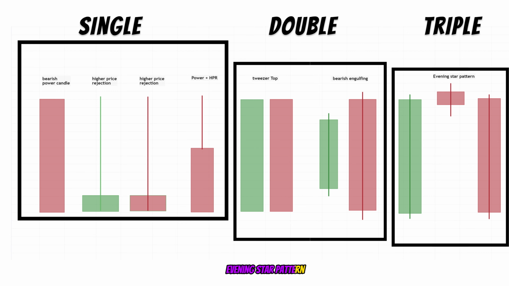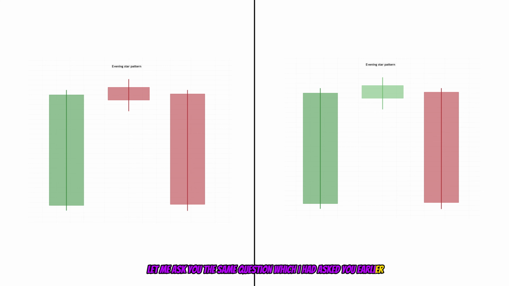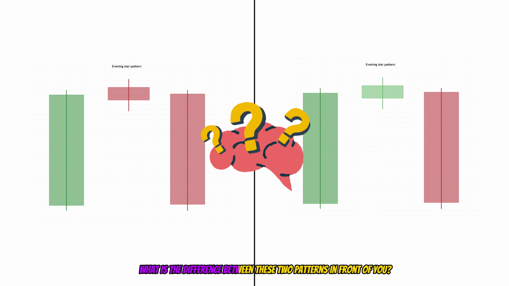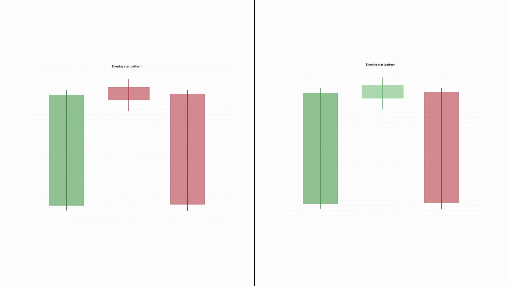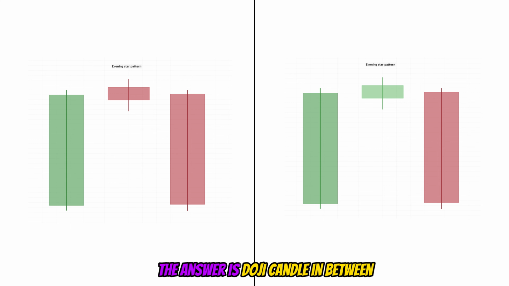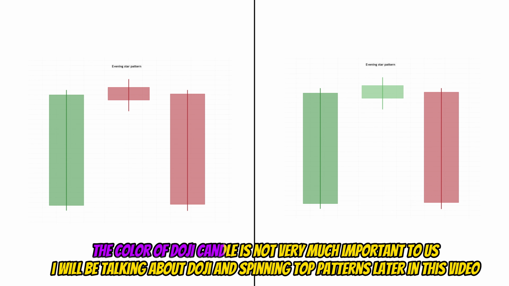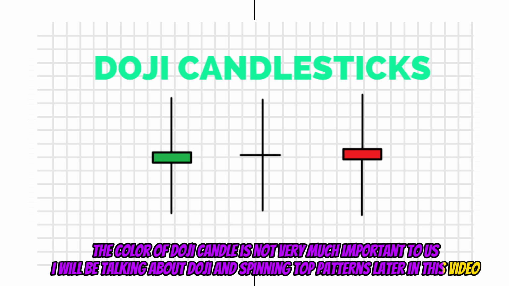Evening star pattern. Let me ask you the same question which I had asked you earlier. What is the difference between these two patterns in front of you? If you get this wrong, then you have not watched this video completely. The answer is Doji candle in between. The color of Doji candle is not very much important to us. I will be talking about Doji and spinning top patterns later in this video.